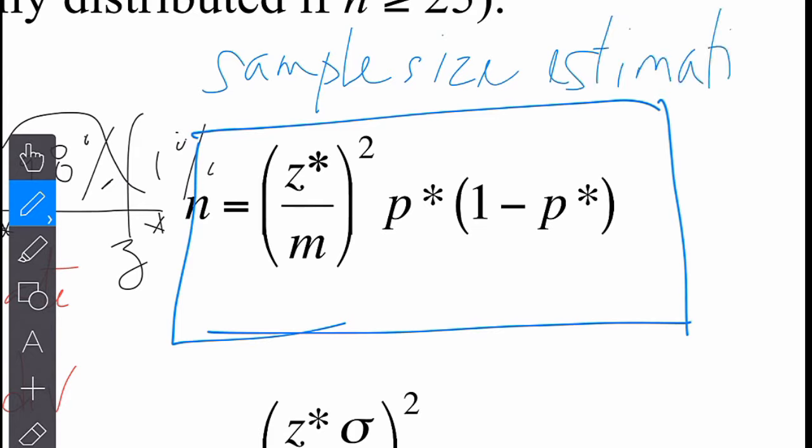What are we doing here? Wouldn't it be great if we had an approach to help us determine what sample size we need? What sample size should we use to draw a sample? I'm going to show you how to do this if you have no prior information, and I'm going to show you how to do this if you do have some prior information.